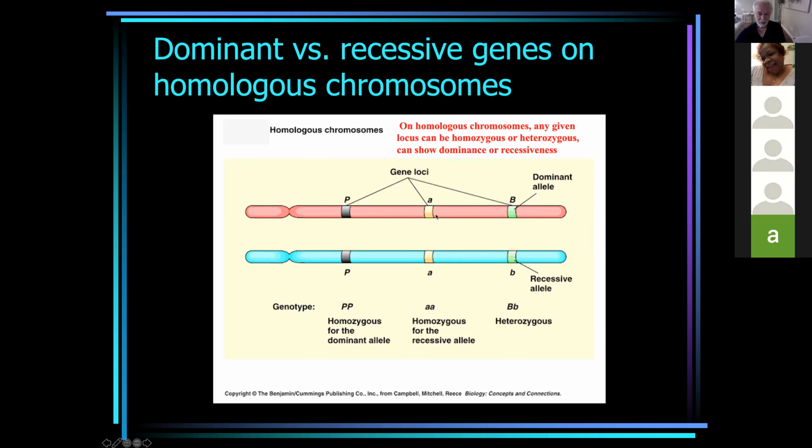At the A locus, it's homozygous recessive. It's little a, on both chromosomes. And at the B locus, it's heterozygous. It's big B on one chromosome and little b on the other. So this illustrates how on a set of homologous chromosomes, you can have both homozygous and heterozygous loci.